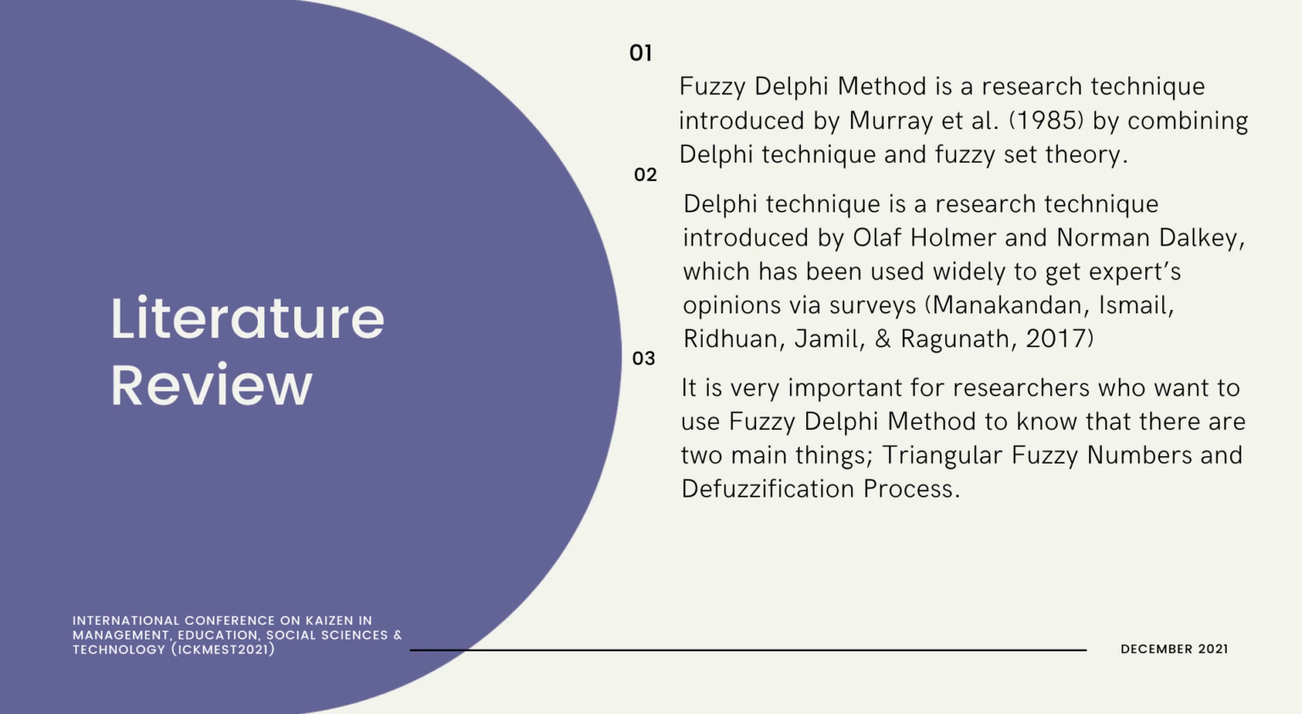It is very important for researchers who want to use fuzzy Delphi method to know that there are two main things: triangular fuzzy numbers, and the second one is the defuzzification process.